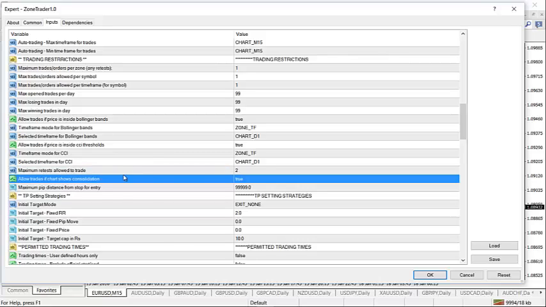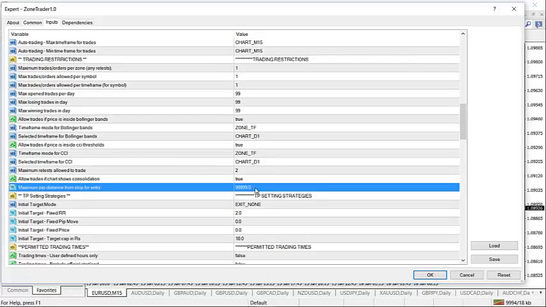Allow trades if chart shows consolidation. This is just basically saying that if price is retracing or consolidating between 2 zones, then it will still allow you to trade. If you turn this to false, then it won't allow you to trade in this instance. Generally, I'd probably leave this on true, because just because something is consolidating, that actually sometimes gives a good opportunity to enter a trade at a better value than maybe if you're looking to do something like breakout trading.